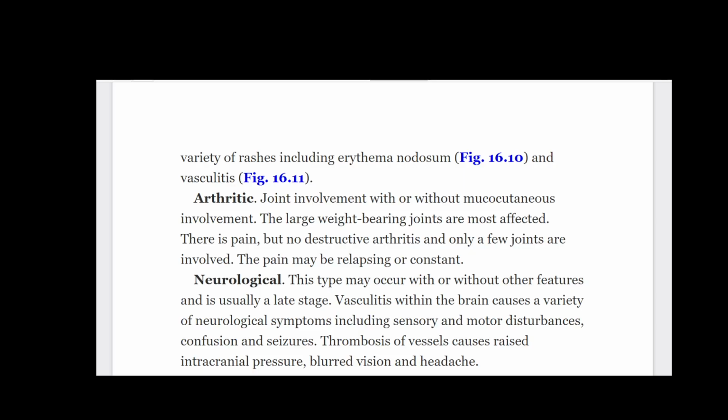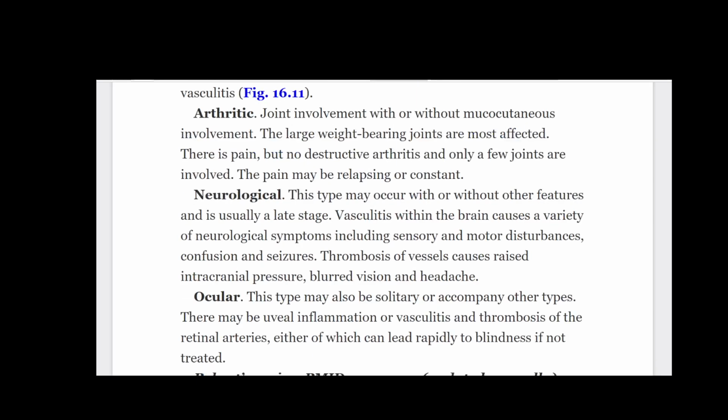Arthritic. Joint involvement with or without mucocutaneous involvement. The large weight-bearing joints are most affected. There is pain, but no destructive arthritis and only a few joints are involved. The pain may be relapsing or constant. Neurological. This type may occur with or without other features and is usually a late stage. Vasculitis within the brain causes a variety of neurological symptoms including sensory and motor disturbances, confusion and seizures. Thrombosis of vessels causes raised intracranial pressure, blurred vision and headache.